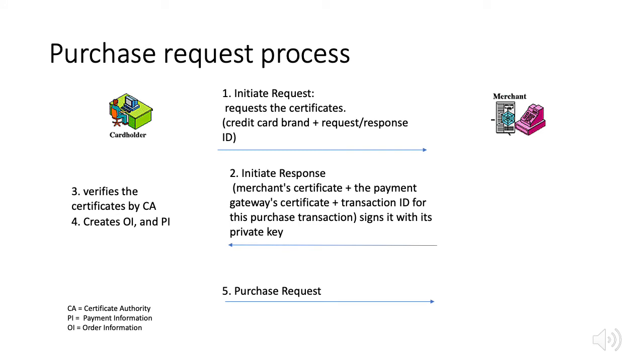The cardholder will initiate the request by sending a request asking for the certificates for the merchant. The merchant will respond with the merchant certificate and the payment gateway certificate. Then the cardholder will verify the certificates by using a certificate authority, then create the order information and the payment information, then send a purchase request.